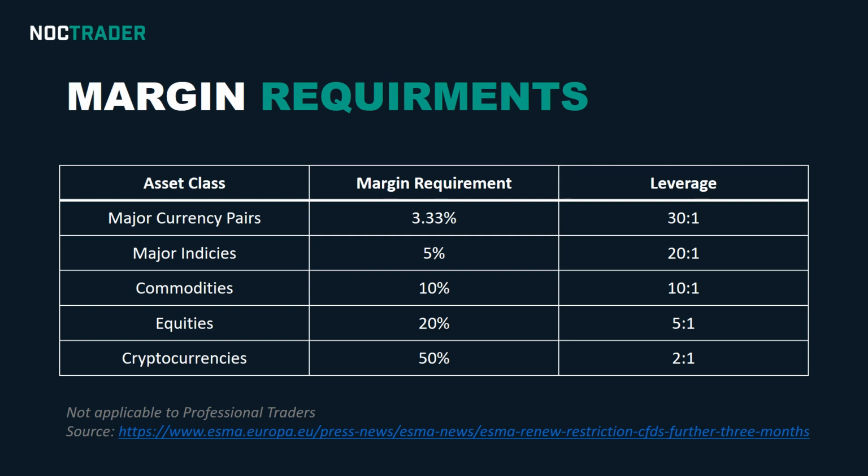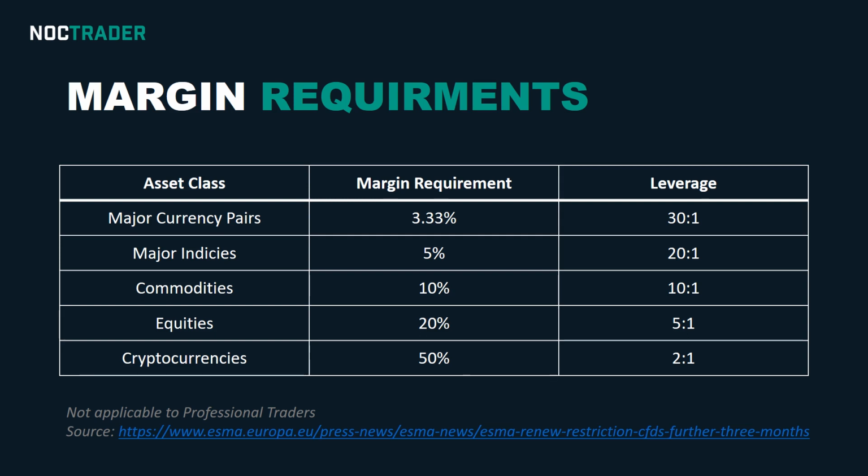Now in the previous slide I said the FTSE 100's margin requirement was 5%. Now that number wasn't plucked out of the air. There are specific margin requirements that are set for different asset classes because of the ESMA regulation that was put in place in June of 2018, I believe.